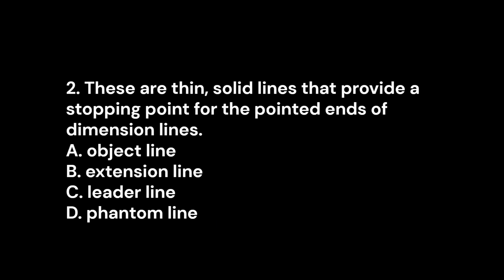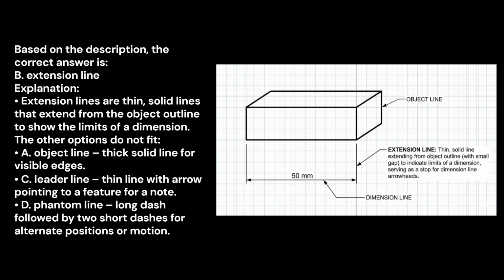Number 2. These are thin, solid lines that provide a stopping point for the pointed ends of dimension lines. A. Object line. B. Extension line. C. Leader line. D. Phantom line. Based on the description, the correct answer is B.